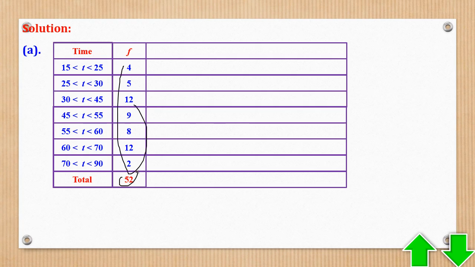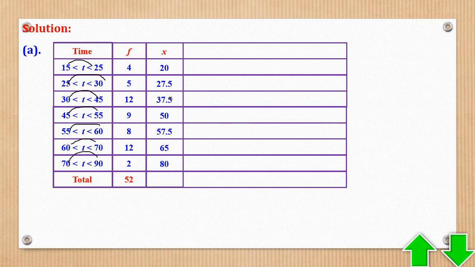It gives you this. Then they asked for mean, so we need to get fx. So x is the midpoint, this plus this over 2, this plus this over 2, and so on for each class. Then from there you shall get fx, so this times this, this times this, and so on for each row. Then add all these ones to come up with this summation.